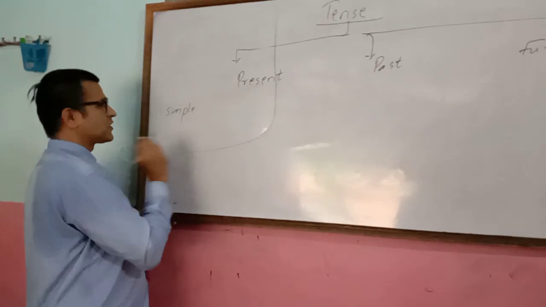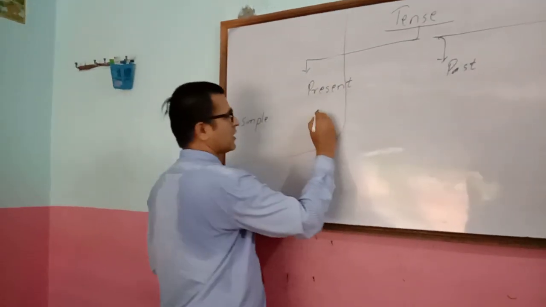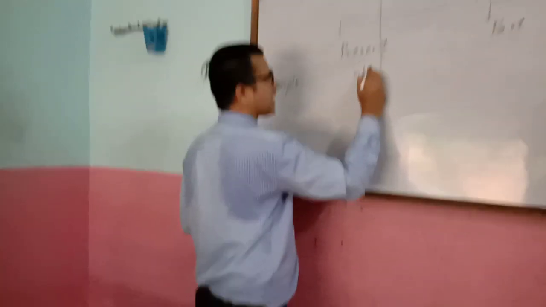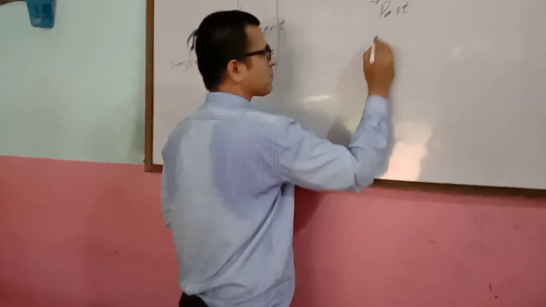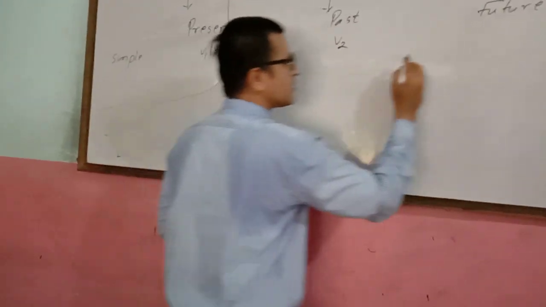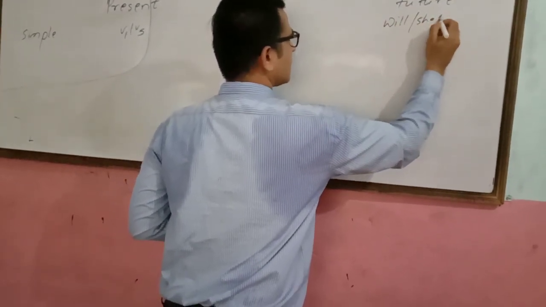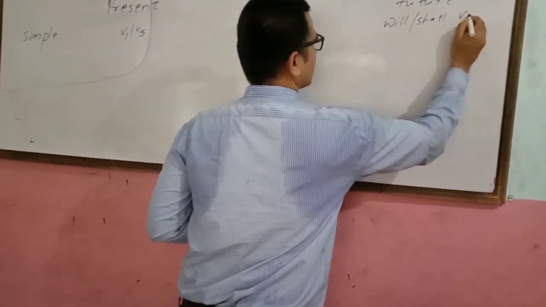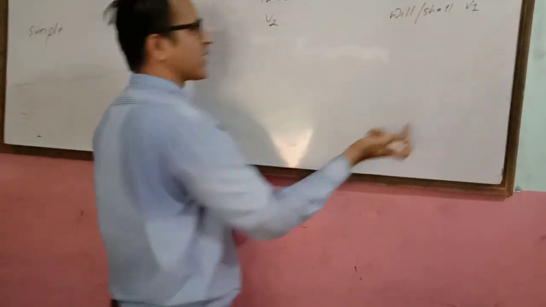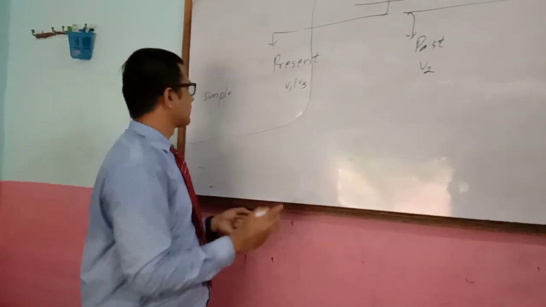Okay? So simple present, we understand the structure is V1, V5 for simple present, and simple past V2, and for simple future we take the modal verbs will and shall and V1, right? Will, shall plus V1, you can also say, will, shall V1.